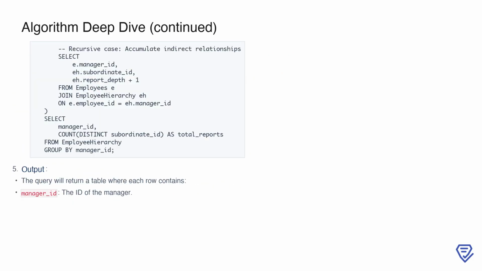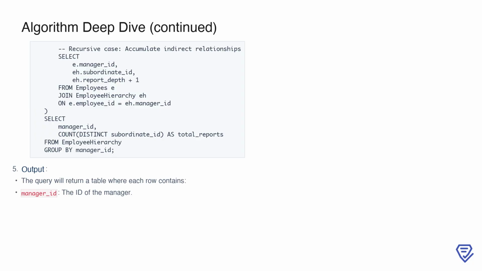The SQL implementation begins with a recursive CTE named employee_hierarchy. The base case of the recursion identifies the direct relationships between employees and their managers, selecting each employee and their manager with an initial depth of 0. The recursive step extends this hierarchy by joining the employees table with the CTE on the condition that the employee_ID matches the manager_ID. This step accumulates indirect relationships by traversing the hierarchy and incrementing the depth at each recursive level.